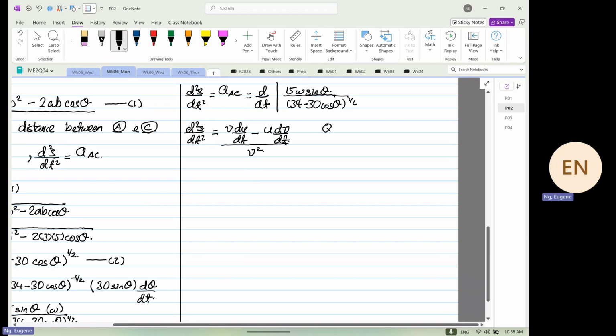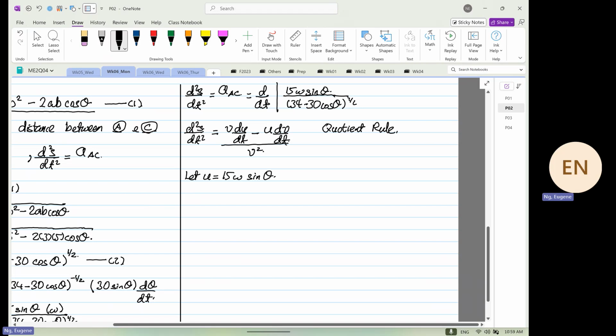I think this is called, any idea? Am I right? Okay, so you guys are good at it. I'm not going to write all the expression out, okay? I will just tell you what I did. So I let u is equal to 15 omega sine theta.